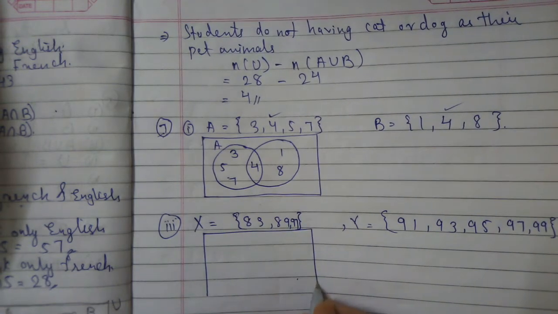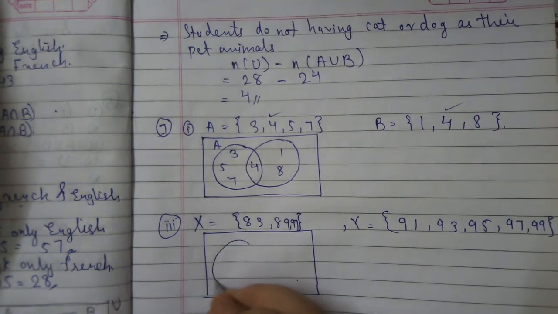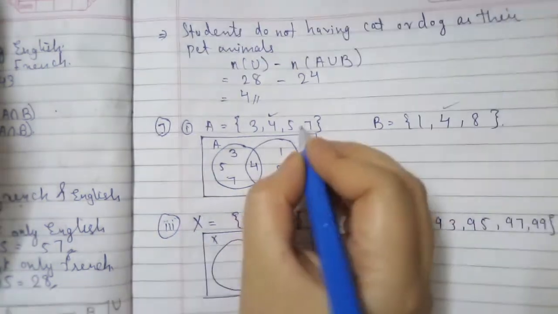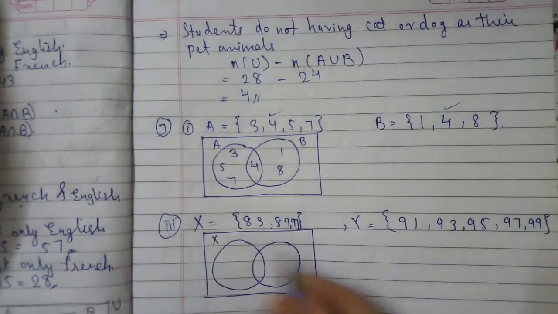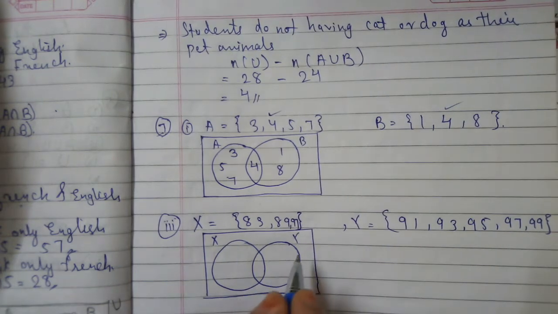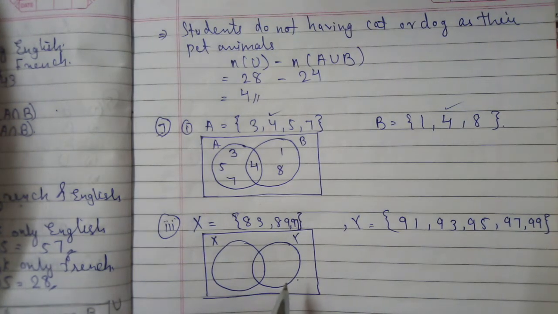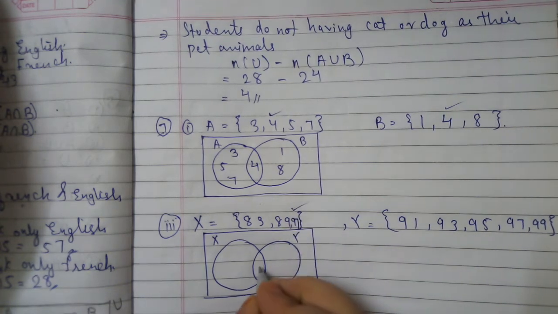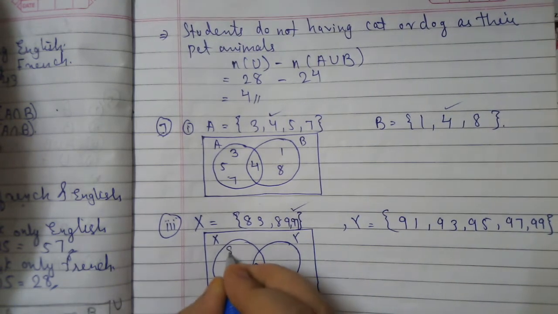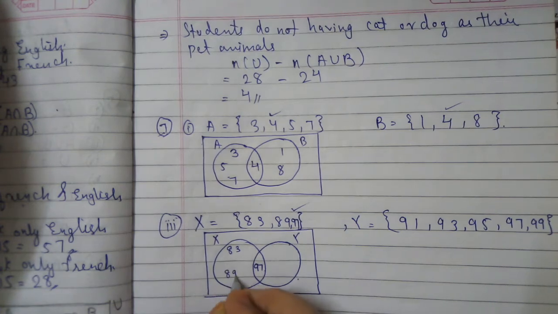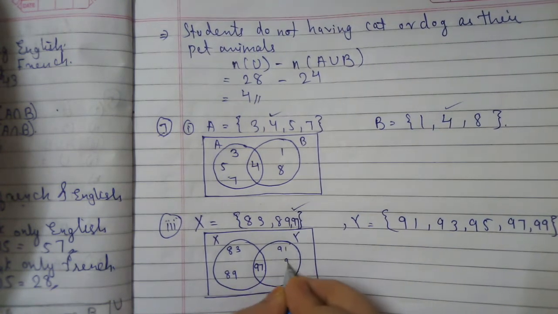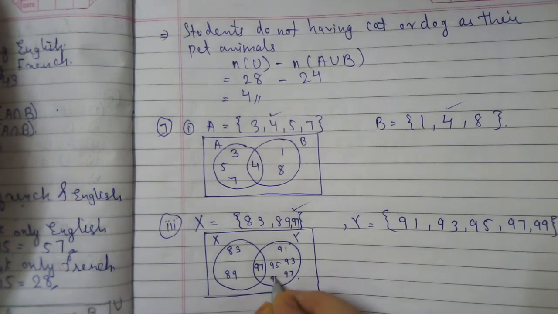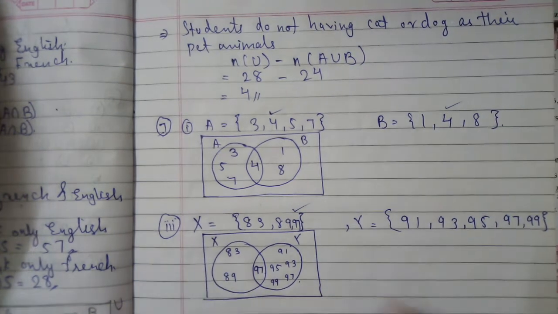Okay, now let's draw the Venn diagram of this. This will be our set X, and this will be our set Y. If we observe, what is the common element? The common element is 97. So we will write 97 in the common region. Here it will be 83, 89, 91, 93, 95, 97 and 99. So this is how it can be written.